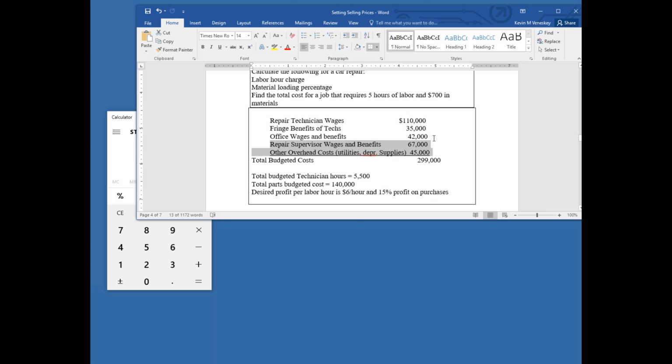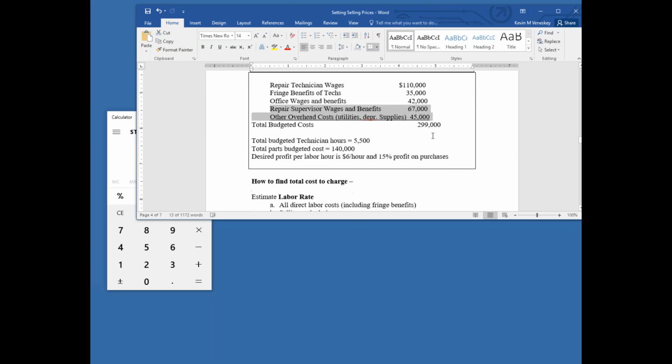All right, so let's work off of this example. Total cost that we need to cover throughout the year, $299,000. I've budgeted $5,500 in technician.